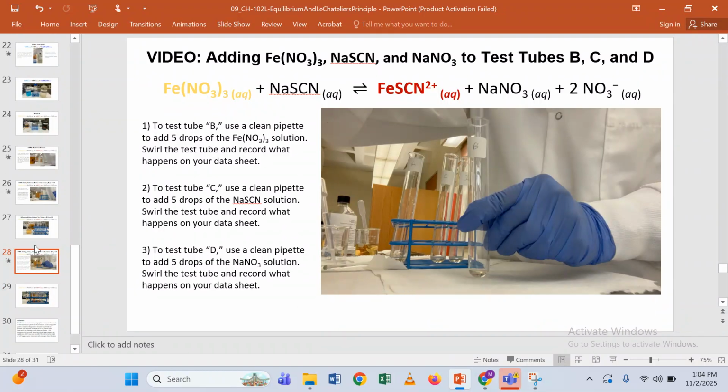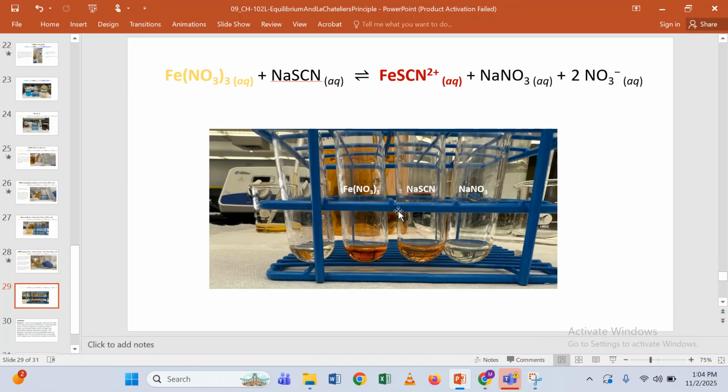Very good. And here are the experiments. Again, Fe(NO3)3 became red, shifting right. The NaSCN also, you can see it better here. It did not show well on the video, but the NaSCN is red, so it's going to shift to the right. But the NaNO3 stayed yellow, just like the control. So we say it's a left shift.